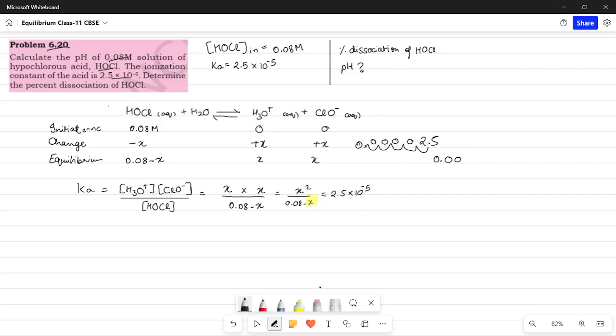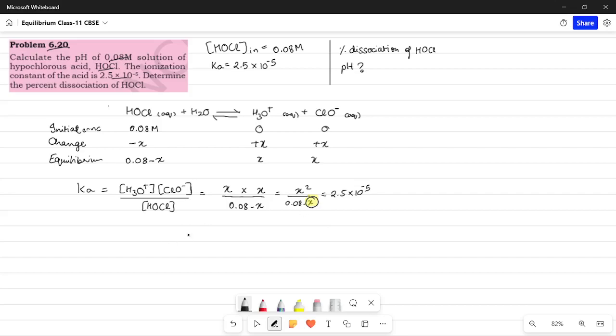So this is how low the value of Ka is. This also gives us the information that HOCl is a weak acid. You don't actually have to memorize that. It's a point we're deducing from the fact that Ka is significantly low. So we are going to ignore this value of X, just in the denominator.